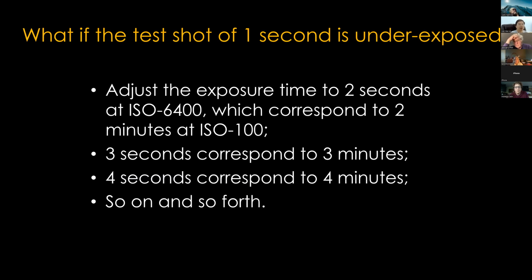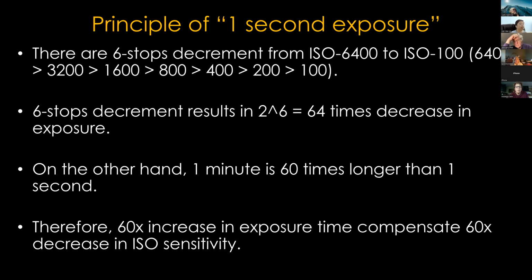So on and so forth. So the principle of this technique is that there are 6 stop decrements from ISO 6400 to ISO 100. 6400 to 3200, 1 stop. 3200 to 1600, 2 stops. 1600 to 800, 3 stops. 800, 400, 4 stops. 400 to 200, 5 stops. 200 to 100, 6 stops. This is a 6 stop decrement in ISO.